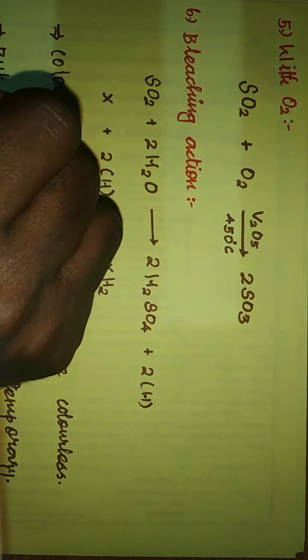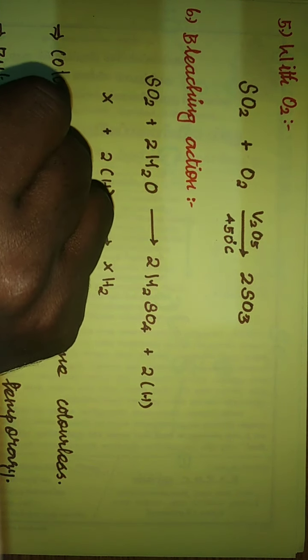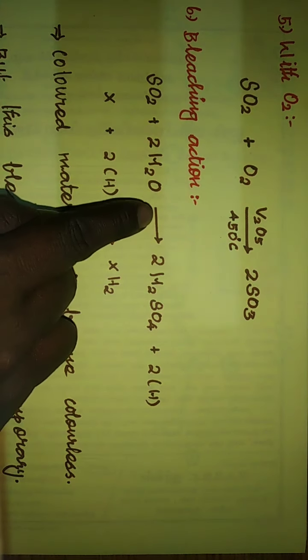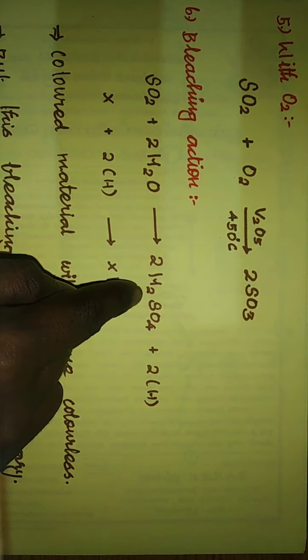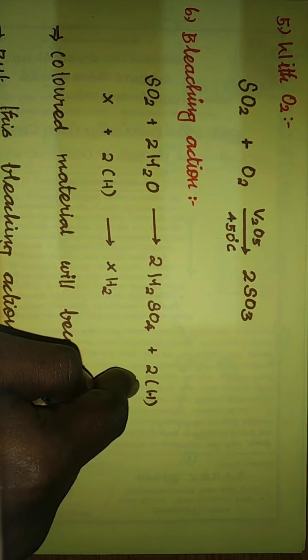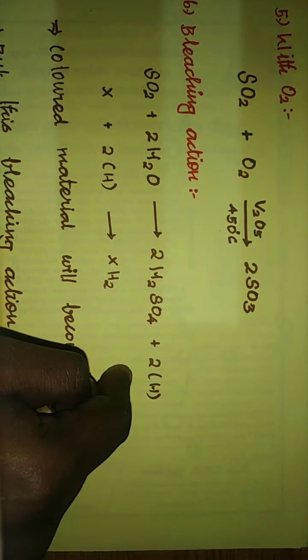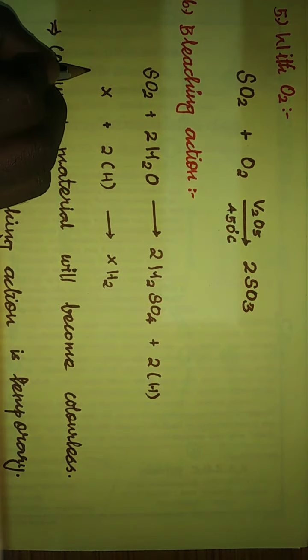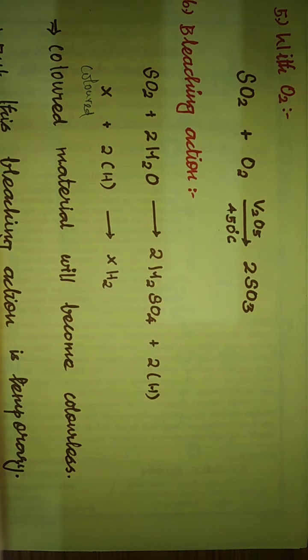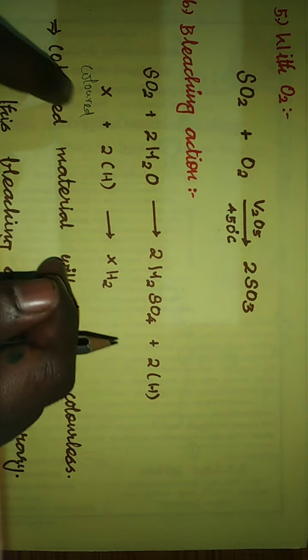Sulfur dioxide is used, and that ability of sulfur dioxide is called bleaching action. When sulfur dioxide is dissolved in water, it results in the formation of H2SO4, that is sulfuric acid, along with hydrogen, and this hydrogen will combine with any colored material. Here X is a colored one. X may be anything, it may be wool, silk or anything that is colored.